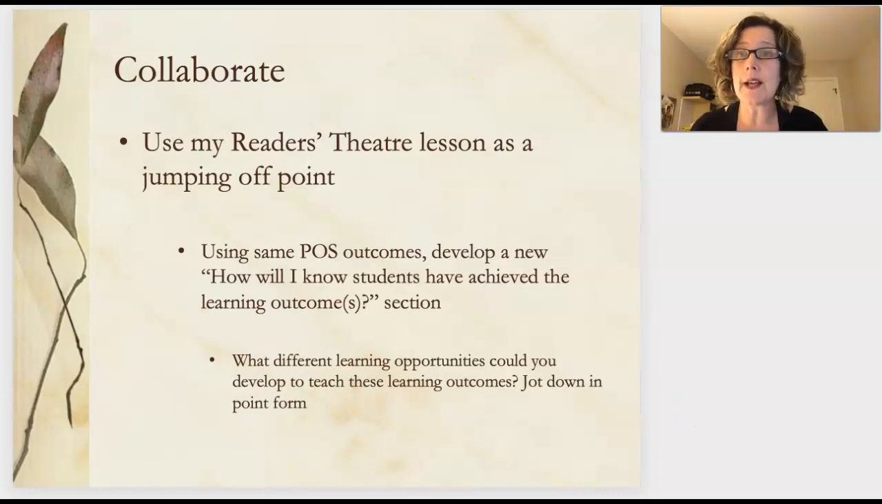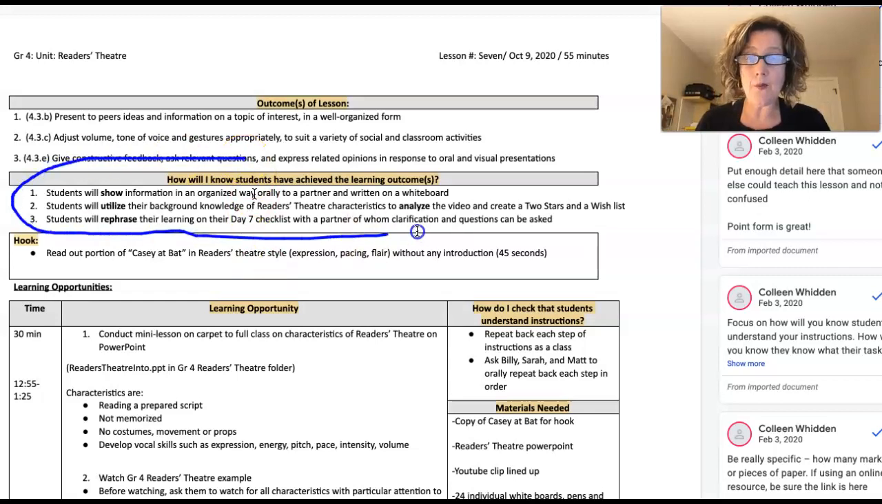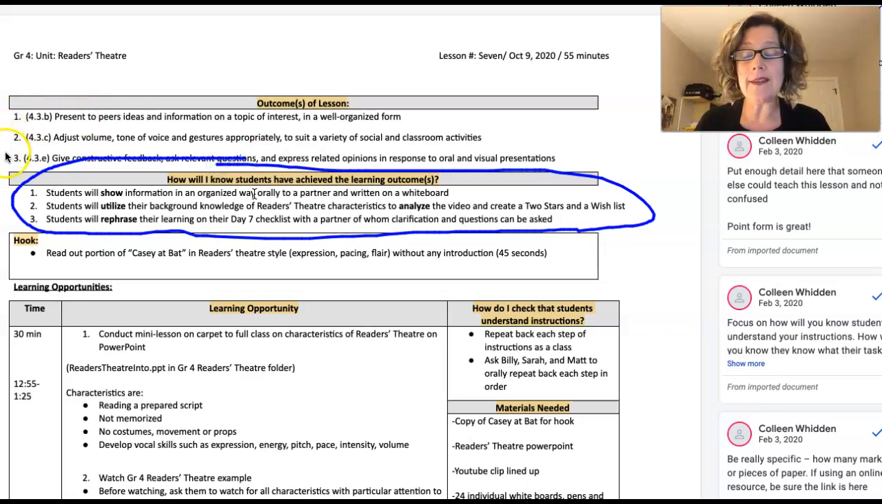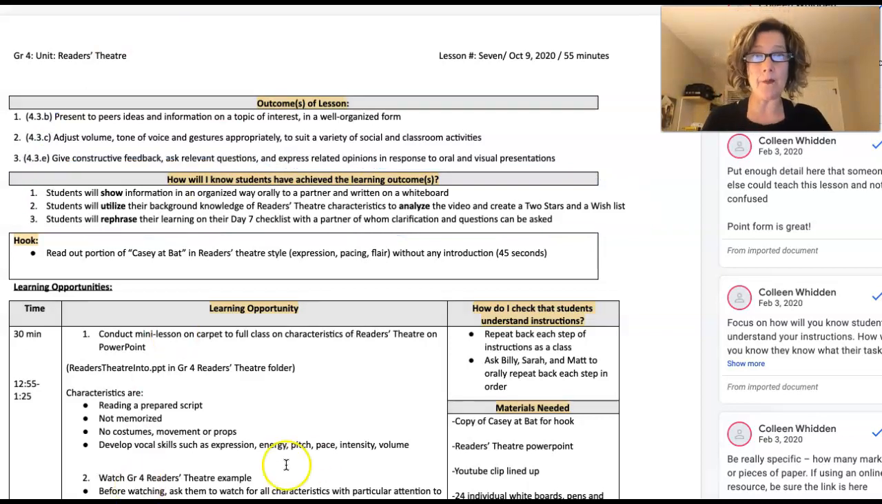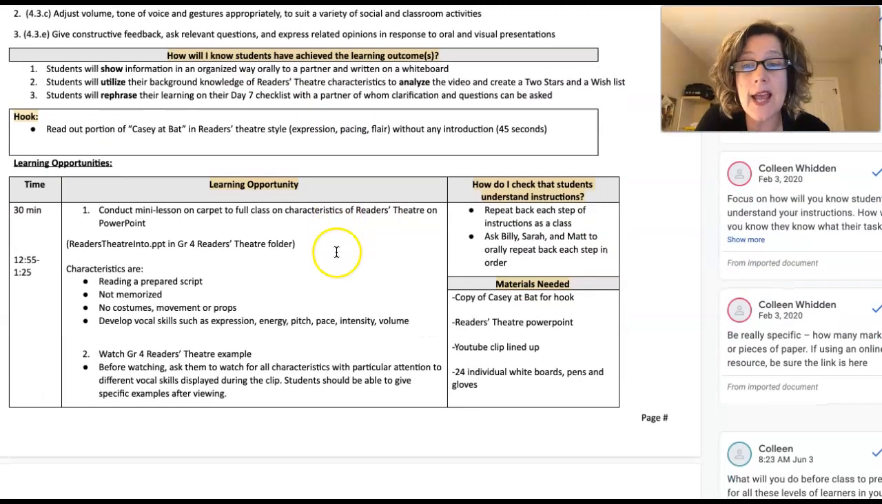So instead of these outcomes, I want you to come up with new outcomes still based on these program of studies outcomes. That's the complete sentence. You don't have to write a whole bunch of things down, but have a bit of a go with it. And then what different learning opportunities could you develop to teach those learning outcomes? Again, we're just going to jot down some things. So then that's this section.